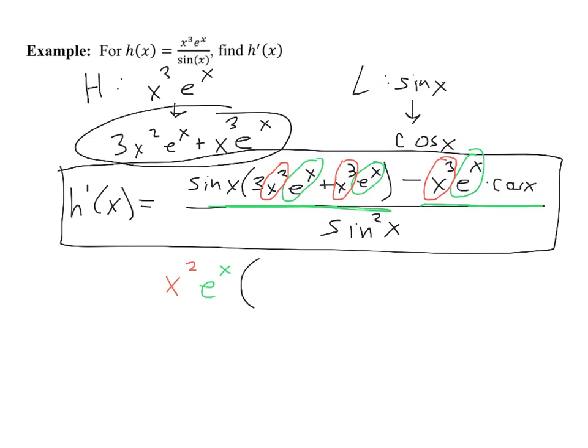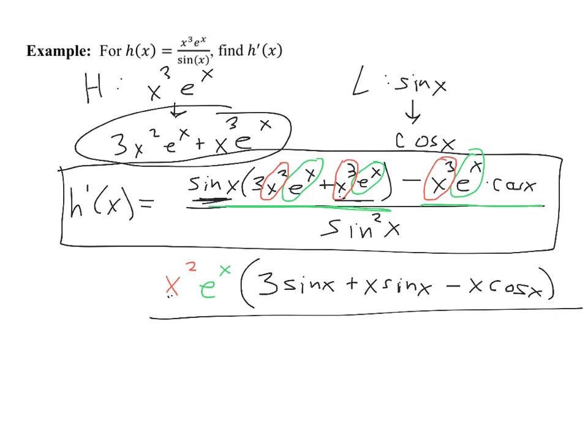what would I have left of this first term here? There would be the 3 from the 3x squared, and there would be the sine x that was out here from the beginning. From this second term over here, there's the x, because it was x cubed and I only took out x squared. So there will be x sine x. And then on my very, very last term over here, there's the x left over and the cosine x. And I would still have my sine squared x in the denominator. Okay.